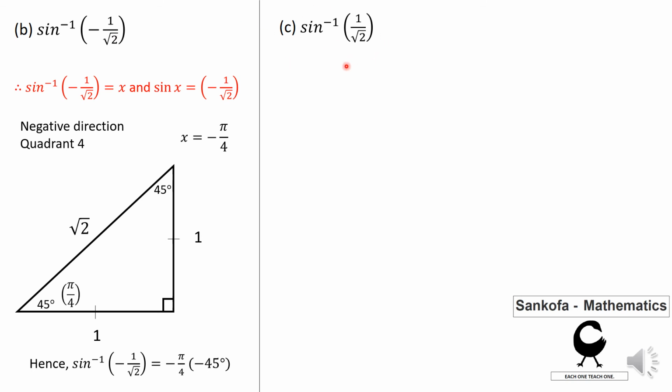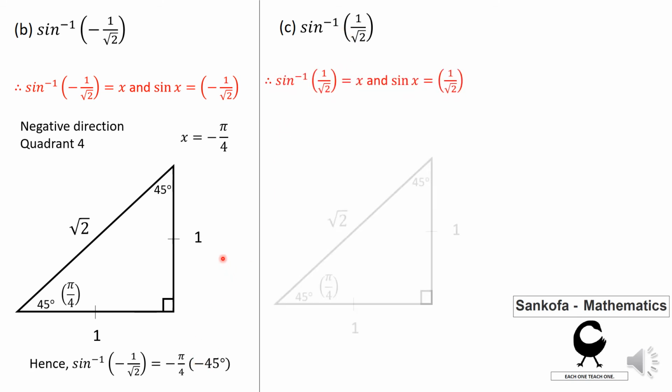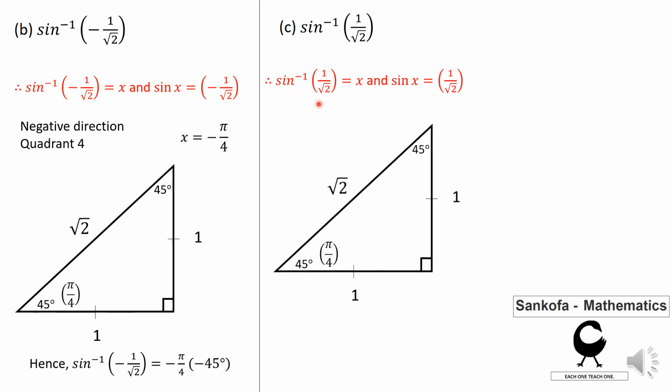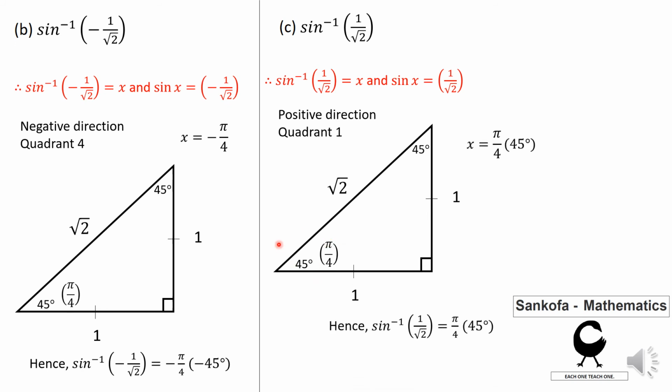Do you perhaps know what the answer would be for this one here? Well, if you're right, it should be exactly 45 degrees. But let's look at it anyway. We are talking about the first quadrant here, and we are looking for a positive direction. So again, when you look at 45, you have a 1 upon root 2. Sine is opposite over the hypotenuse, so the angle has to be 45 degrees, or pi upon 4 radians.